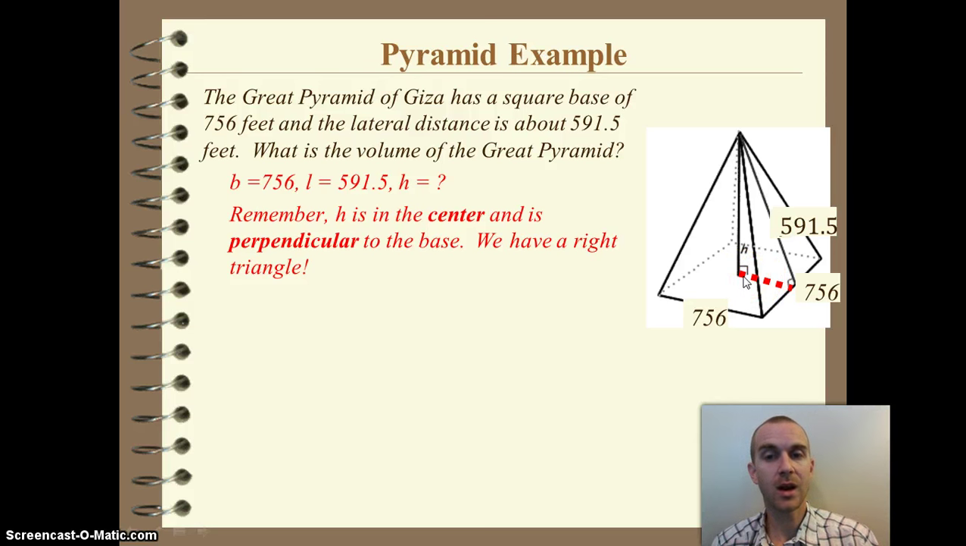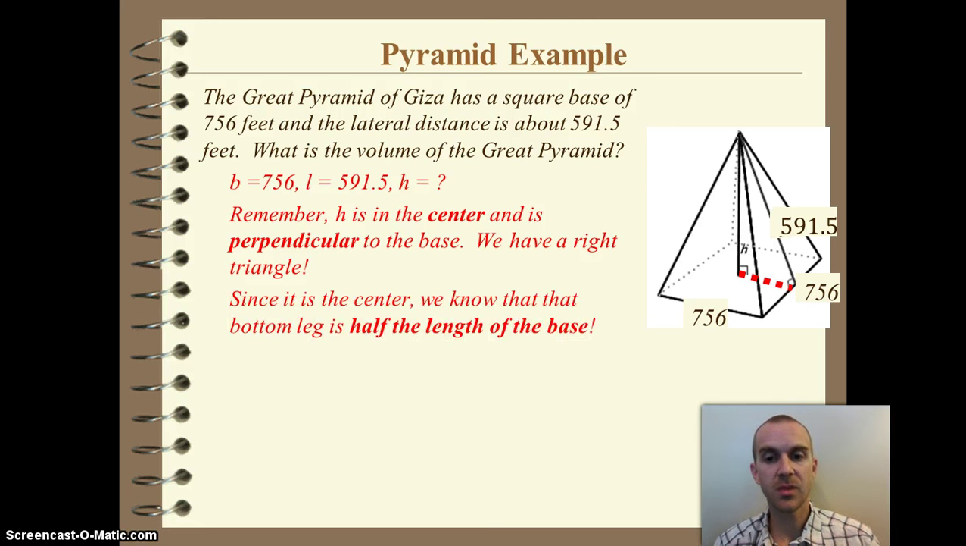If I think about what I know about the pyramid and the fact of what type of triangle this is, I can recognize the height comes down to the center, which means that it's halfway between the two sides of my base. So if I take half of the length of one of the sides, I'll get that distance, which is 378 feet, because that's half of 756. Use Pythagorean theorem and find that height, and I'd find it's about 455 feet.